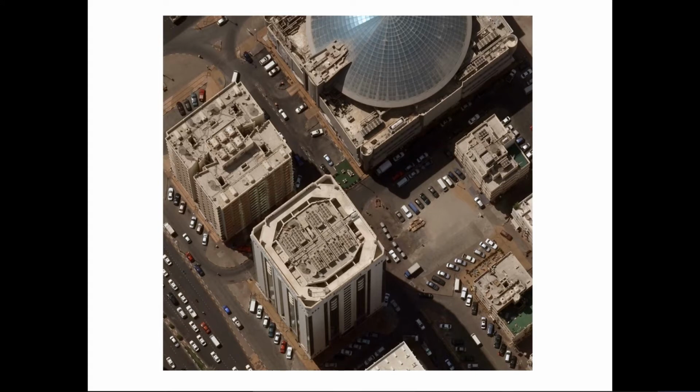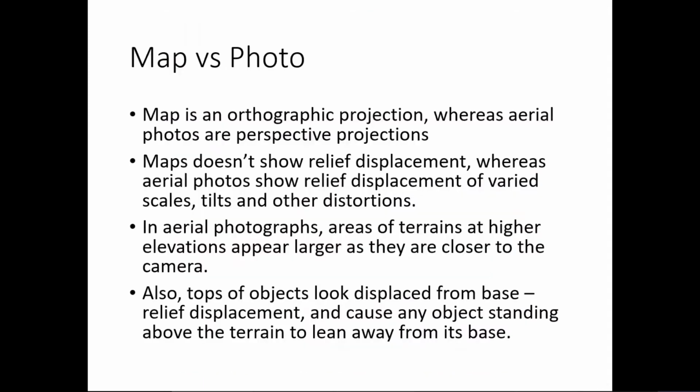You can see smaller structures like those cars don't show any relief displacement. The base and the top are in line. It looks like a plan, but if you look at those taller structures, you can see that the top of the structure is slightly displaced from the base of the structure, right? So here you can see something called the relief displacement. That displacement caused by the leaning away of the top of the structure from the base of the structure is called relief displacement. So that is observed in an aerial photograph or a perspective projection. But in a map, it's pretty much a two-dimensional x and y axis representation of a particular area.